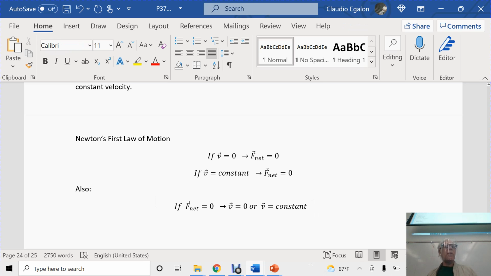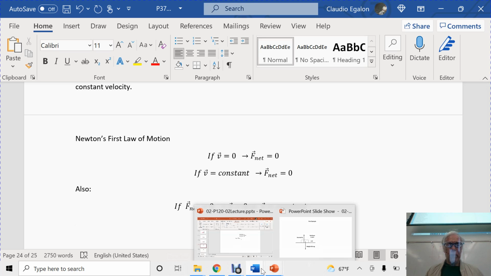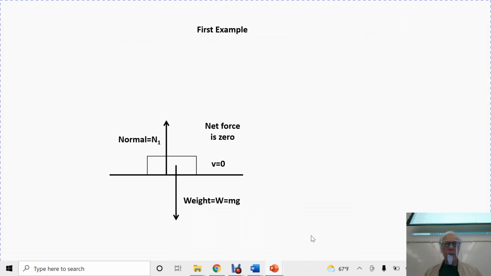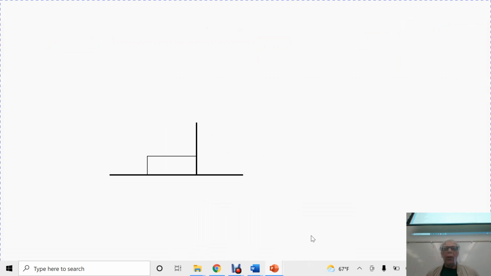So problems in mechanics is just a matter of identifying what the forces are in an object, and determine the state of motion of an object. Here's another example. An object is resting at the corner of a place. We have the object at rest. Net force must be 0. Now the question is, what are the net forces acting on this object?